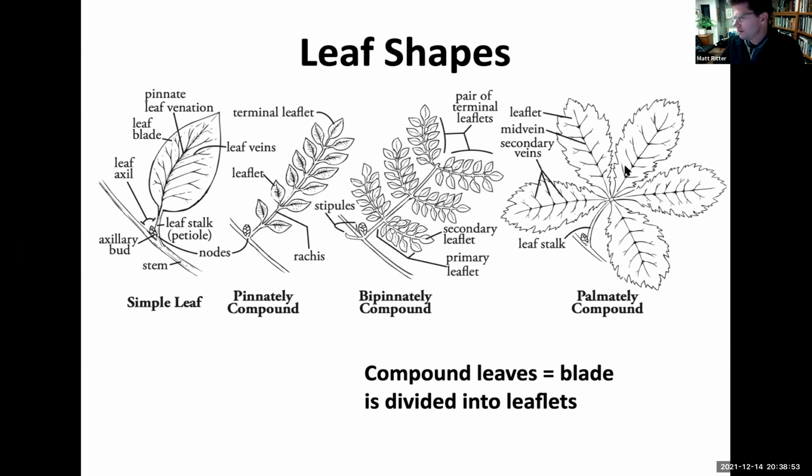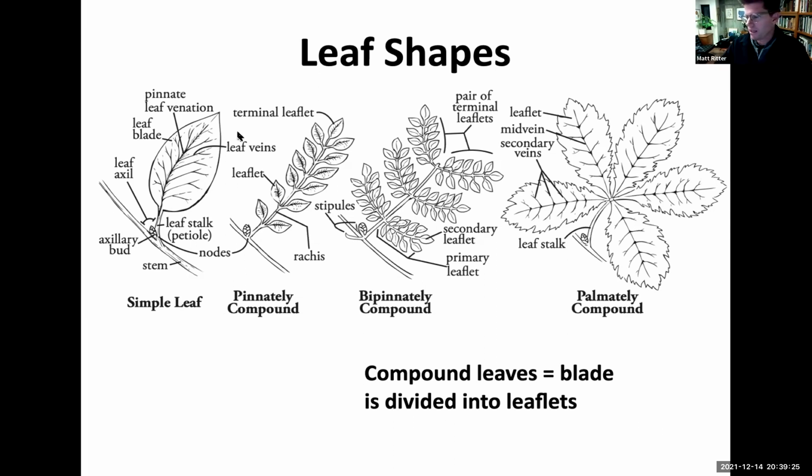And then here on the far right, this condition, we call it palmately compound, because here the 5 leaflets are all coming off the tip of the leaf stalk, and they're emanating from the tip of the leaf stalk like fingers from the palm of a hand. So that's palmately compound. That's a lot of words, and those are the 4 main shapes that you would see on tree leaves. And if you have a mastery of these 4 shapes, you can really go through the process of eliminating what things could possibly be.